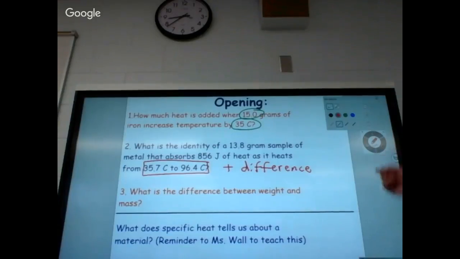All right. So what's the difference between weight and mass? So nobody knows. Nobody looked it up. We're not going to calculate it. Not going to make you do that. Go ahead, Owen. Weight is affected by the amount of gravity, while mass is affected by the amount of material in the object.